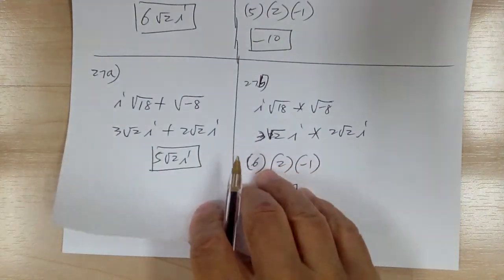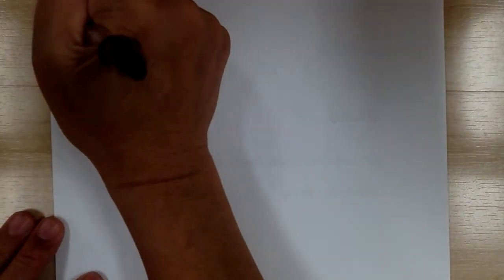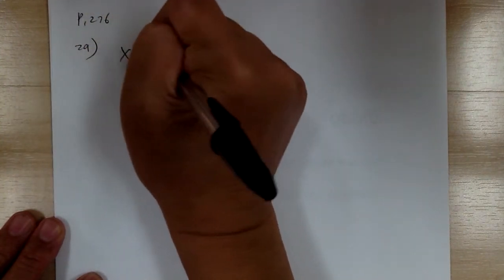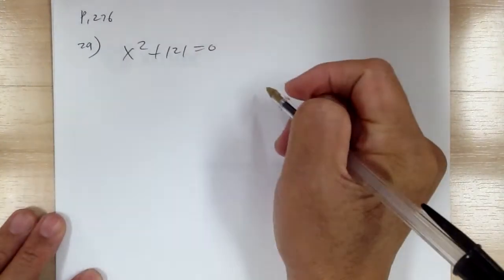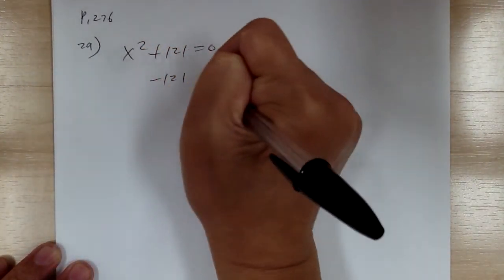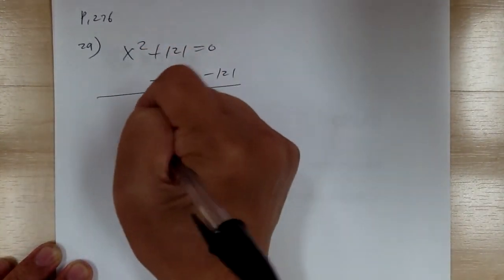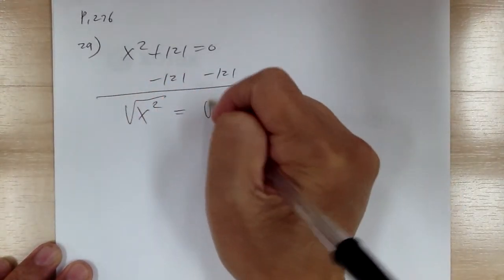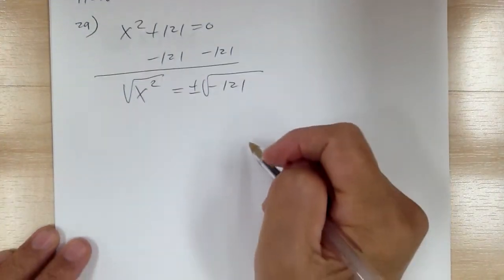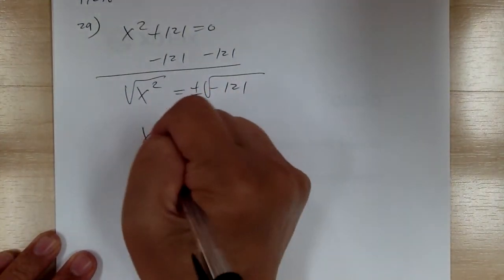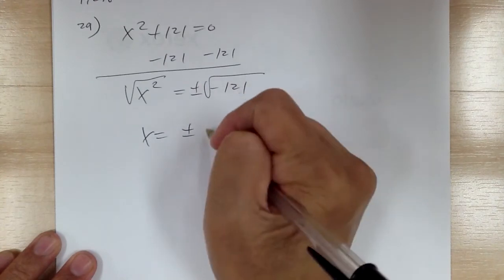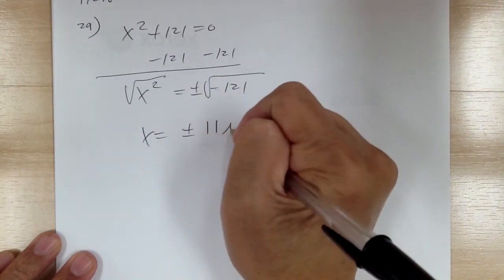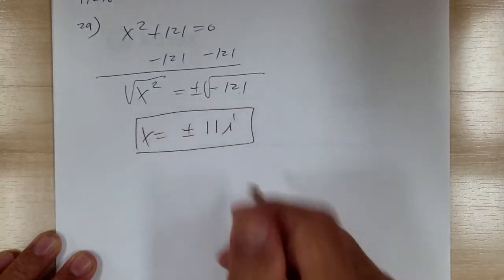Okay, let's go to 29. You have x squared plus 121 equal to 0. So now you can go ahead and subtract 121 on both sides. So you get x squared equal to negative 121. Then you can take the square root. When you take the square root, you have to have a plus or minus in front. So x will equal plus or minus, the square root of 121 is 11, and the negative is i. And so x equals plus or minus 11i.